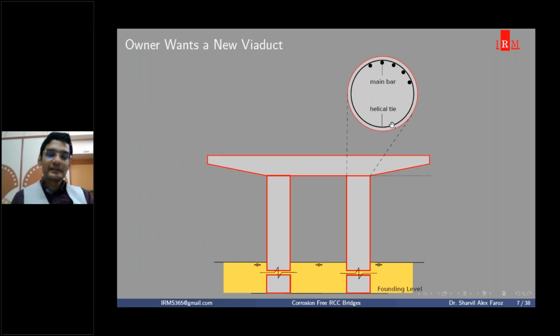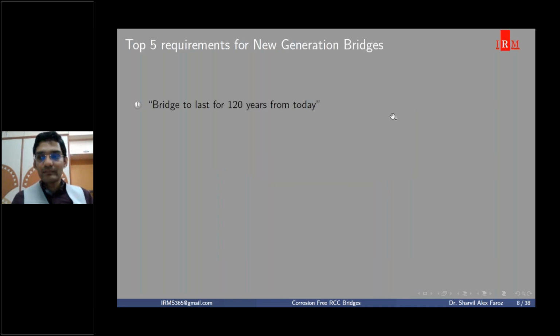Okay, so let's say the owner or the metro agency is looking to construct a new viaduct. A feasibility study will first be conducted, then the engineering report will be prepared, then the contractor will be appointed. But in order to ensure what the exact requirements of the client are, the consultants should always have a one-to-one discussion with the owner.